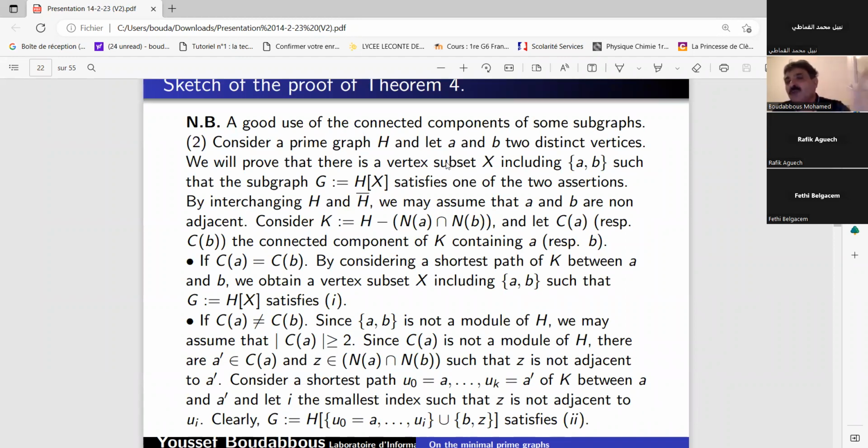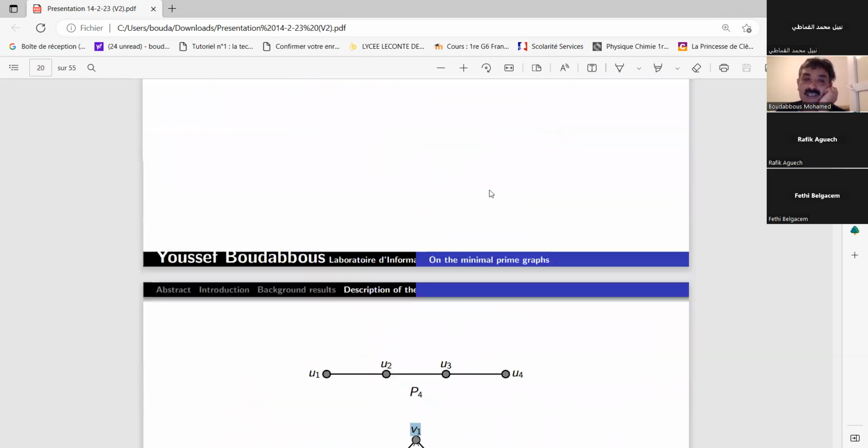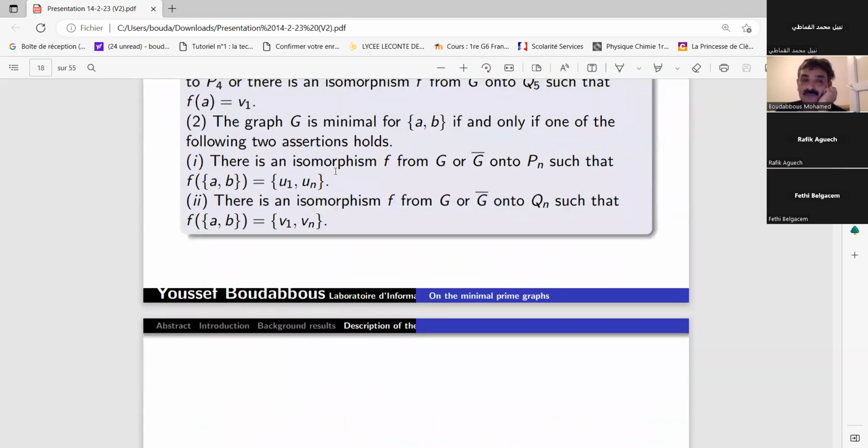After that, we have to verify that this solution is minimal. But the idea is we consider any prime graph and two distinct vertices. We prove that there is a vertex subset X including AB such that the induced subgraph H induced by X satisfies one of our two assertions of assertion 2. Okay.